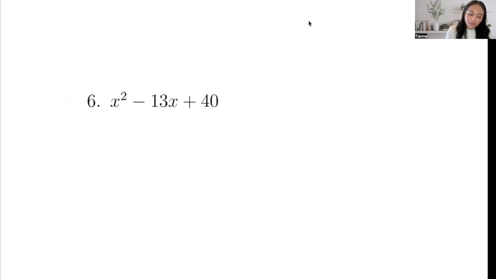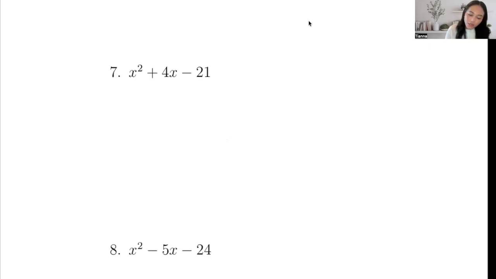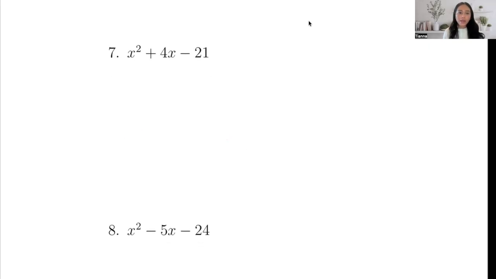For number 6, again, setting up our two parentheses, our 40 is positive, so same sign. Our 13 is negative, which means that they're both going to be negative. We're thinking of numbers that multiply to 40 and add to 13. So we have an 8 and a 5. I'm going to go ahead and show you number 7 and 8.